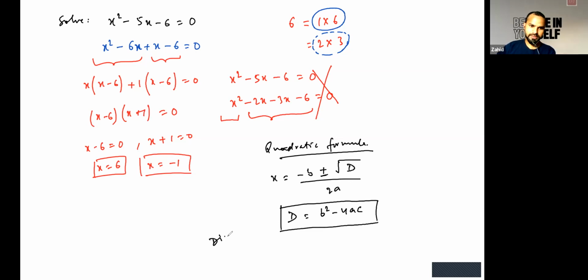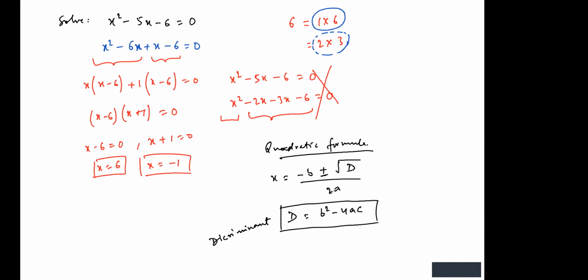This is called the discriminant. So you have to put all the values of a, b, c in this part to get the value of D. Now put this value in this equation, you will get x directly. Just write it down. Done, sir.